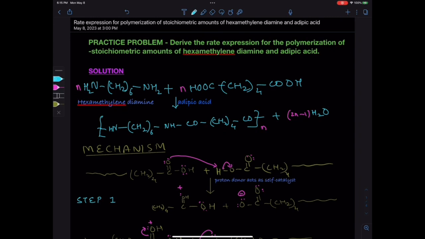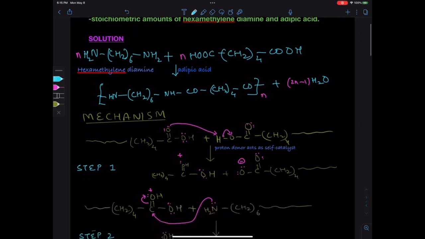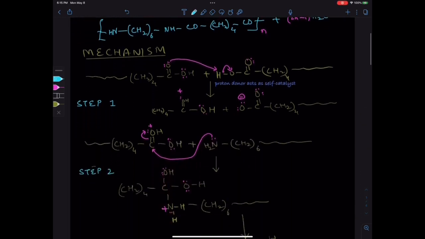Let us look at the mechanism. Carboxylic acid from one adipic acid molecule acts as a proton donor and protonates the carbonyl oxygen of the other adipic acid molecule. This is step 1. In step 2, the nucleophilic amino group attacks the carbonyl carbon of the protonated group.